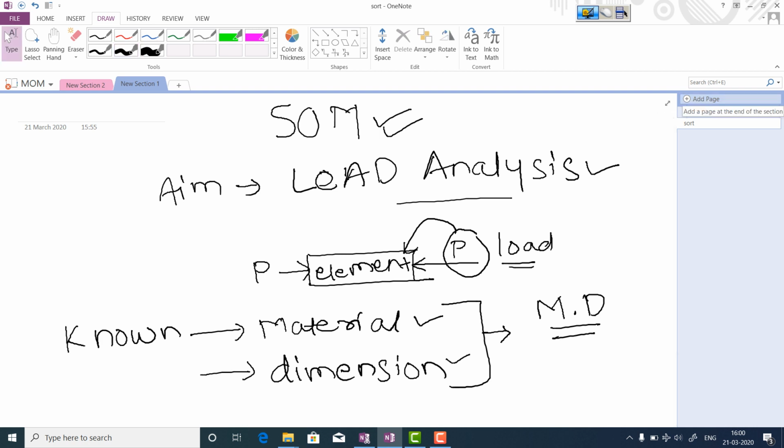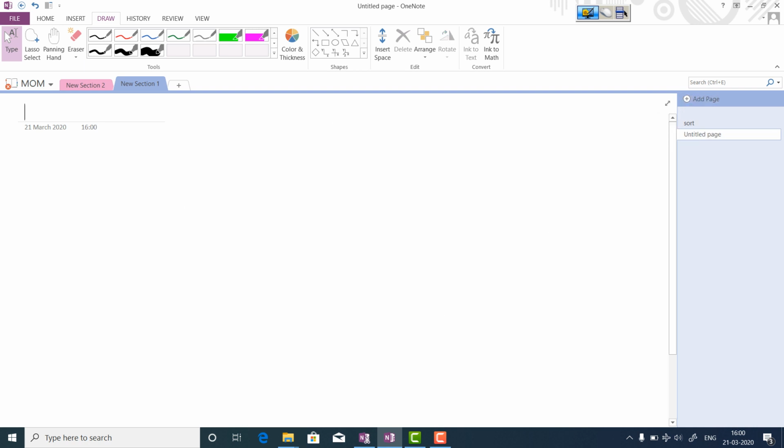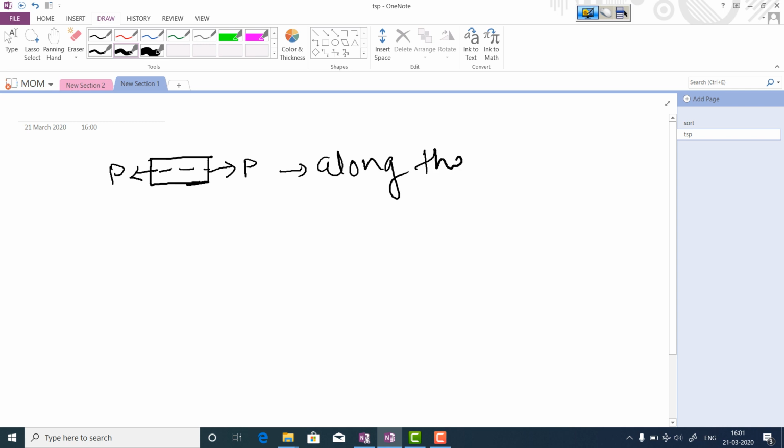Now to do load analysis, first of all we need to first know about the different types of loads. Now, what are the different types of loads? Like suppose there is this element. Now, on this element, such types of load are acting which are pulling the element, or the load is along the axis. If the load is along the axis, then such type of load is called as axial load. Axial load.